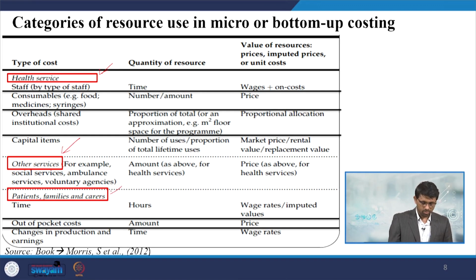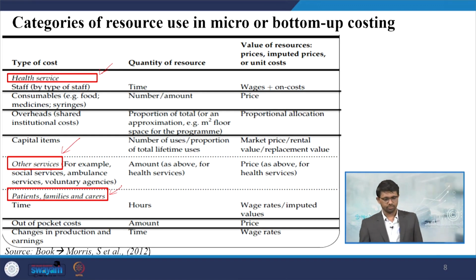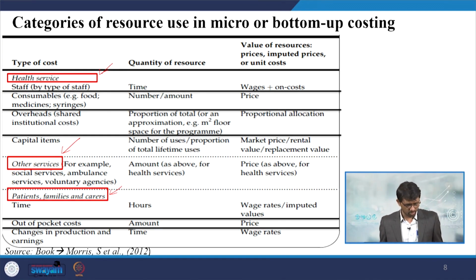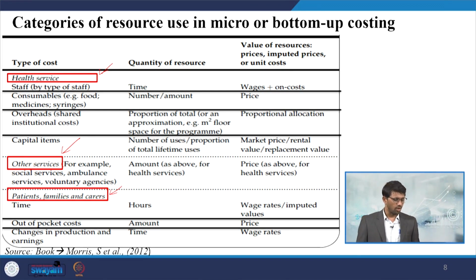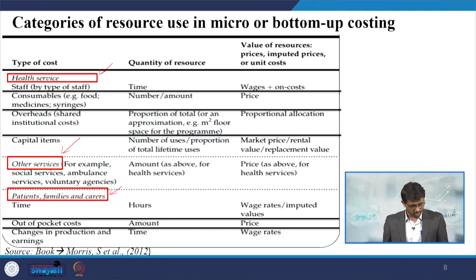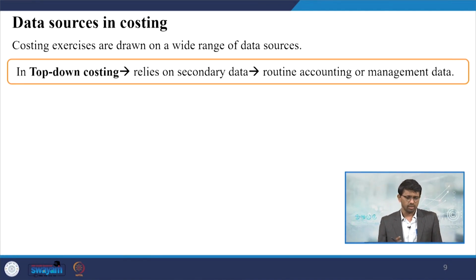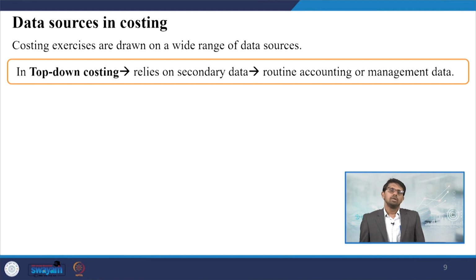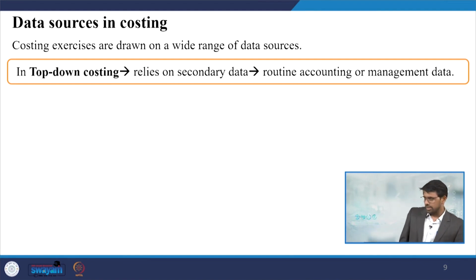And other services, we have clubbed all those varieties of cost or resource use in broadly three categories. Health services, that also includes overhead costs and capital items, and parents and families, that includes out-of-pocket cost and time, etc. So, we will cite this in our understanding. Coming to the data sources in costing, top-down costing in particular relies on secondary data.